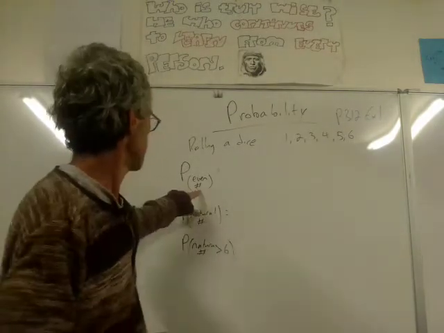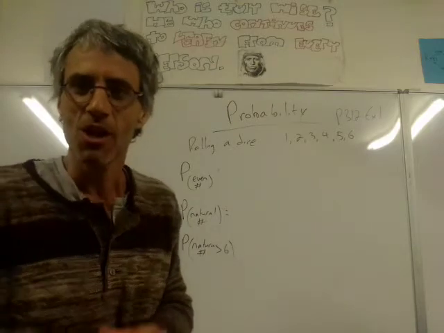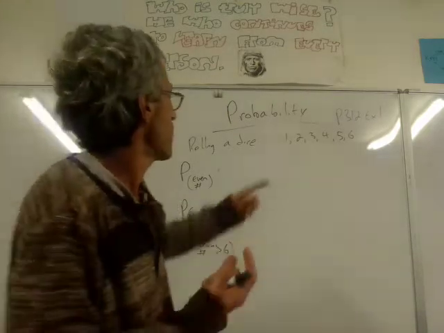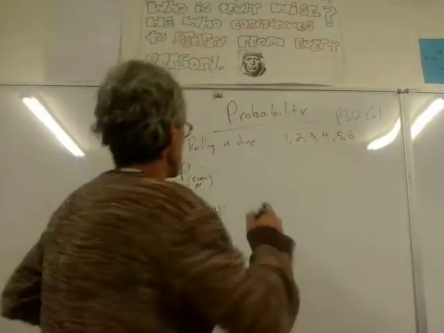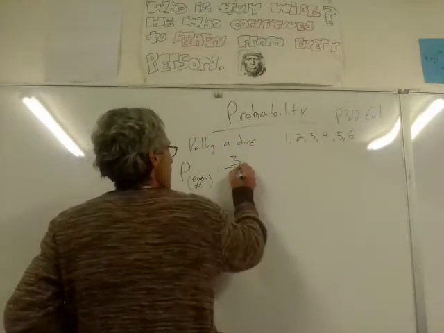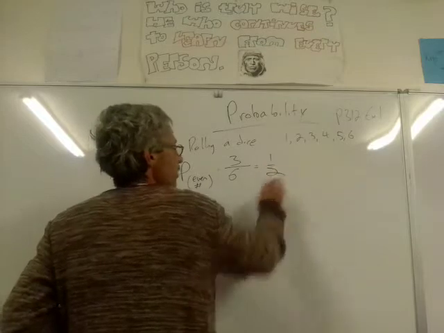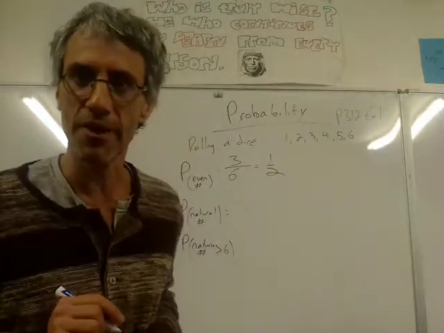That has to be a number. Well, what numbers are even? It will be 2, 4, and 6. So I've got 3 even numbers. So the probability will be 3 out of 6, which is half. Remembering we need to simplify.